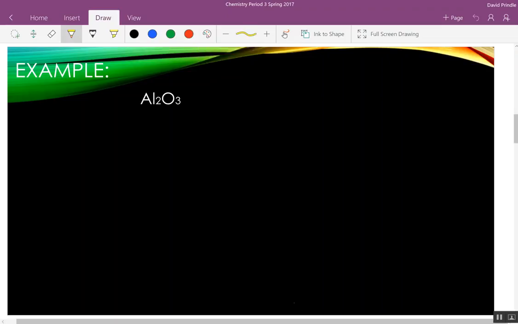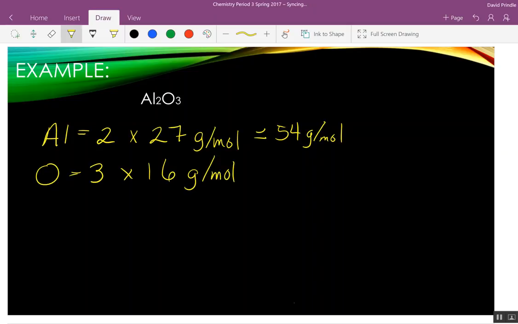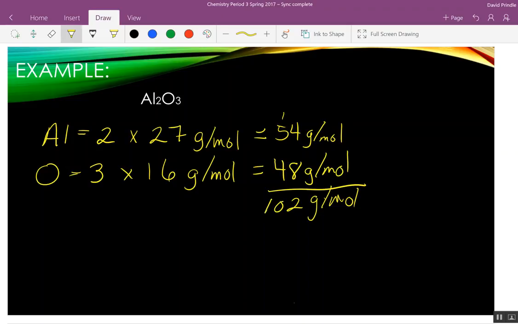So the percent composition for aluminum oxide, what you just need to do is take aluminum. We have two of them at 27 grams per mole each for a total of 54 grams per mole, and oxygen, three at 16 each, and that is 48 grams per mole for a total of about 102 grams per mole.